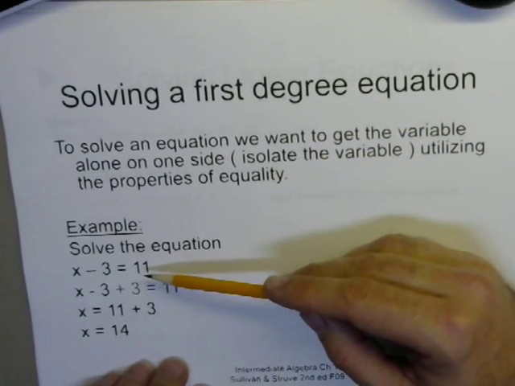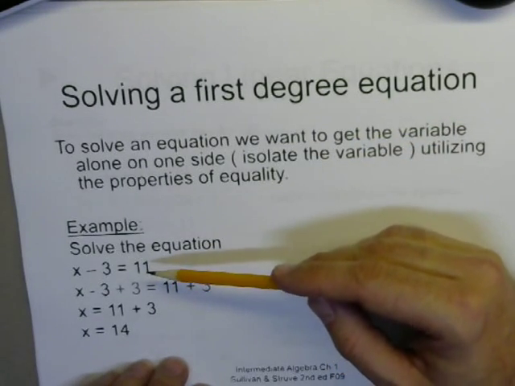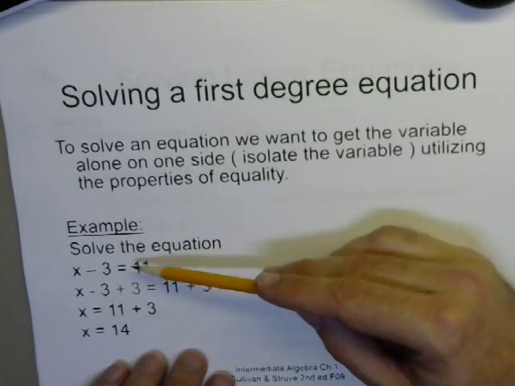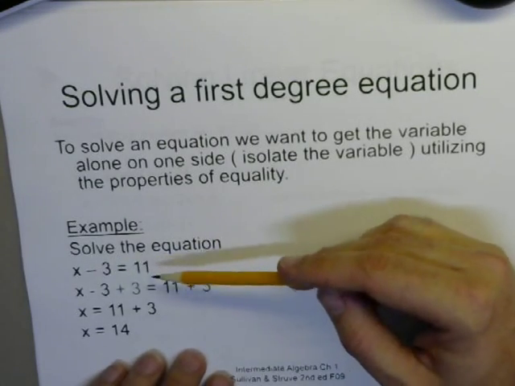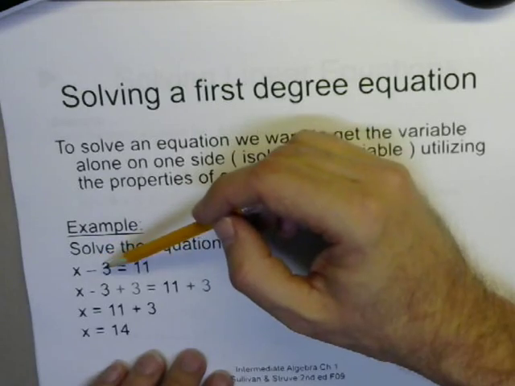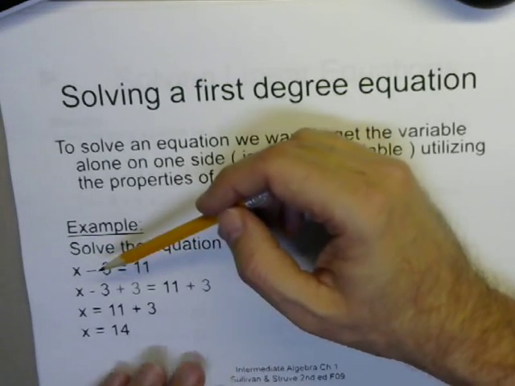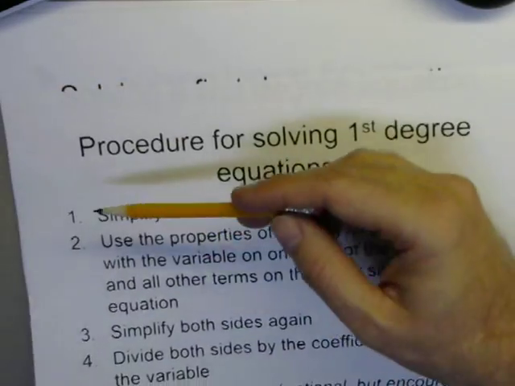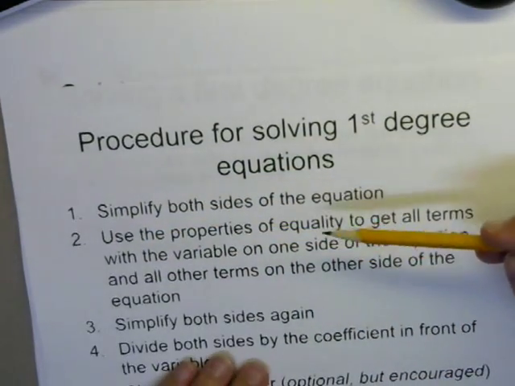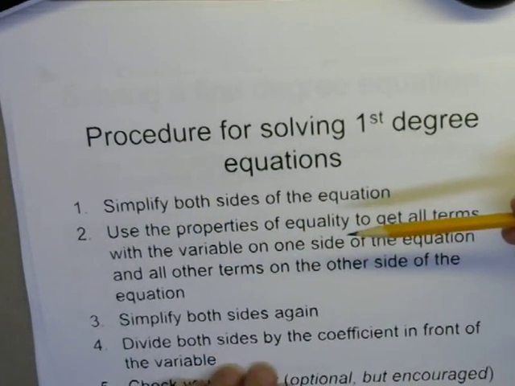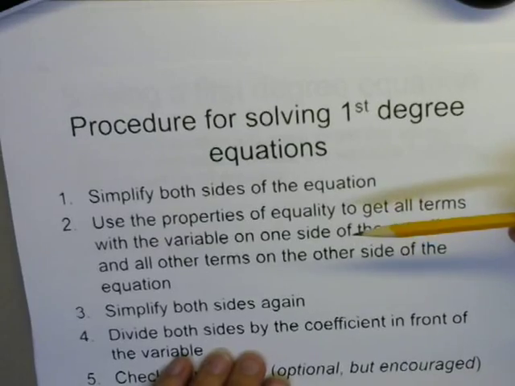So let's say I give you the equation x minus 3 is equal to 11. Again, you want to simplify both sides if you can. Well, both sides are already simplified. You cannot combine the x and the negative 3 together. So since both sides are already simplified, move on to step 2, which would be to use the property of equality to get all the stuff with x on one side and all the stuff without x on the other side.